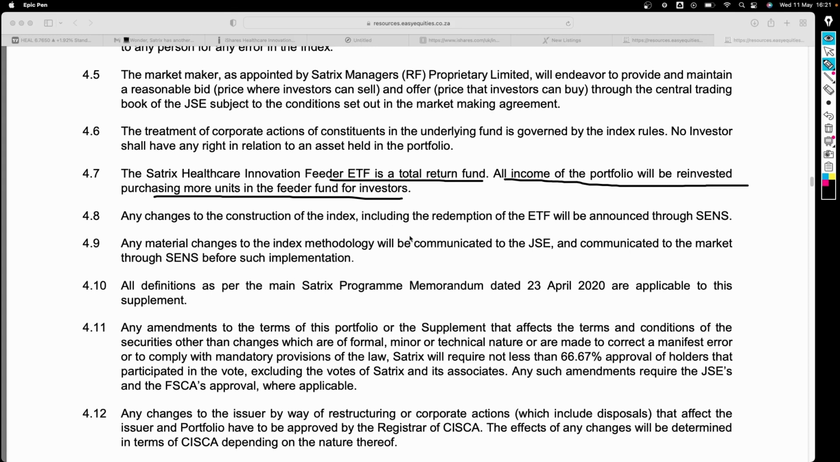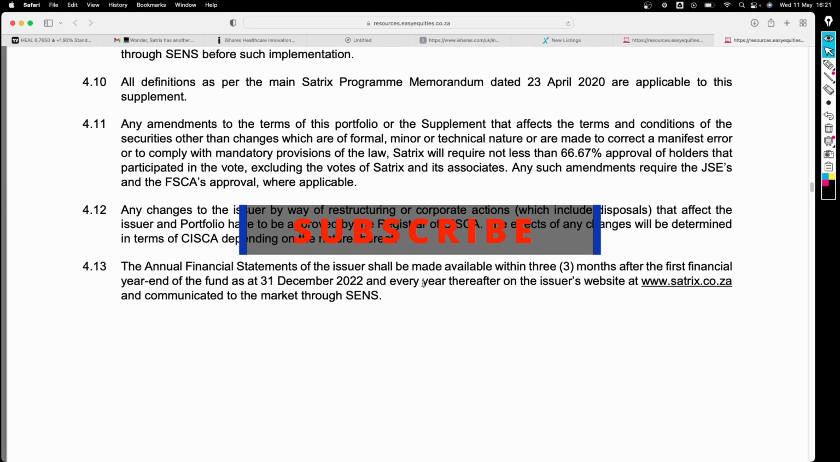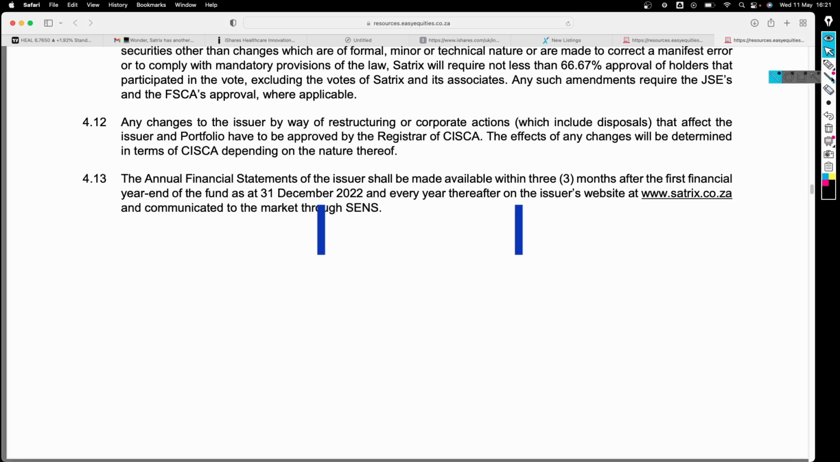But in this case, the feeder fund itself, which is that iShares fund owned by Blackrock, does not distribute. So do not expect to receive distributions from this ETF. The distributions are never coming. It's something that you have to keep in mind when you invest in here. Okay, and then the financial statements, you can see that they'll be made within 3 months after the first financial year end, which is going to be the 31st of December 2022.